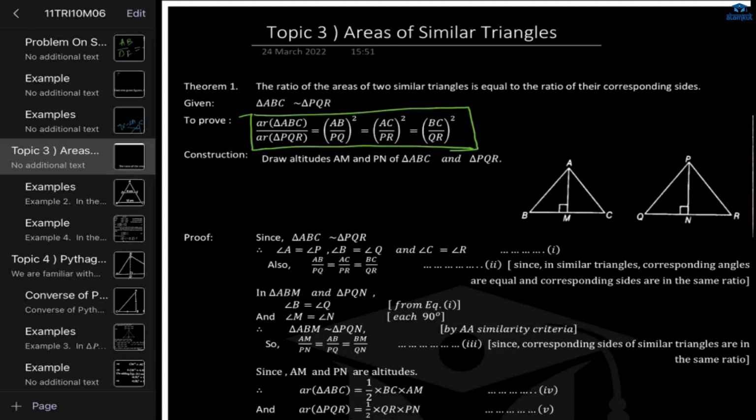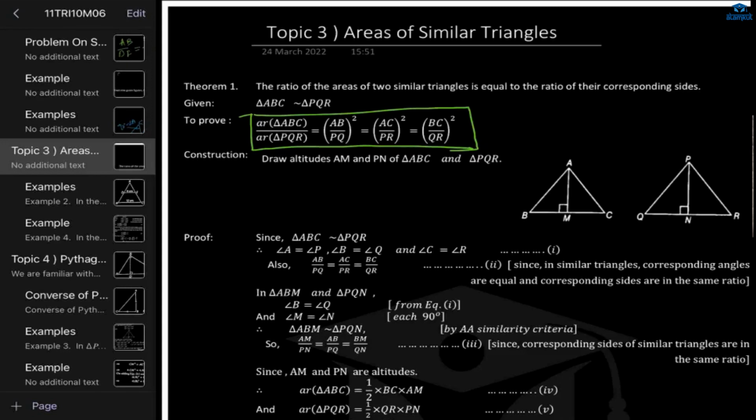Congruent and similarity are different. Congruent means everything will be equal. Your sides will be equal. But I am talking about similarity. In similarity, your size may vary, but the look will be similar. So here in area of triangle you'll see the ratio of the area of two similar triangles.